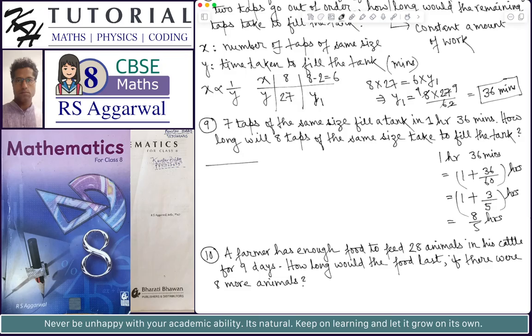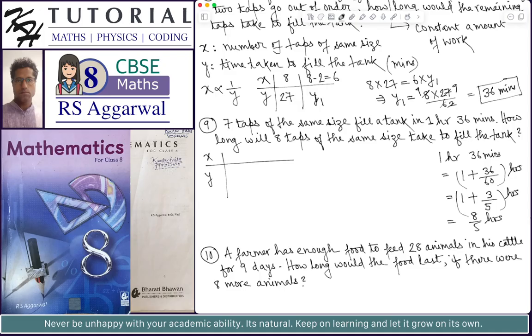Now let's create the table, and let x denote the number of taps. This problem is very similar to the previous one. The only difference is that this time the time is given in hours and minutes, and we are considering the time taken to be in hours. So x will represent the number of taps, and y will represent the time taken by the taps to fill the tank in hours.